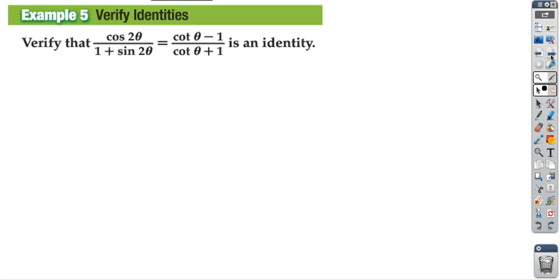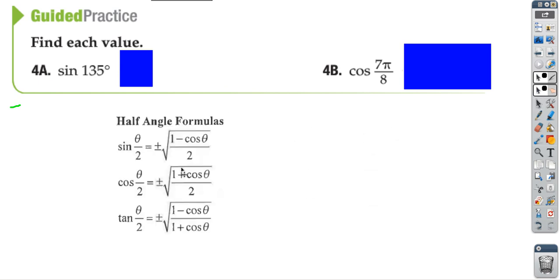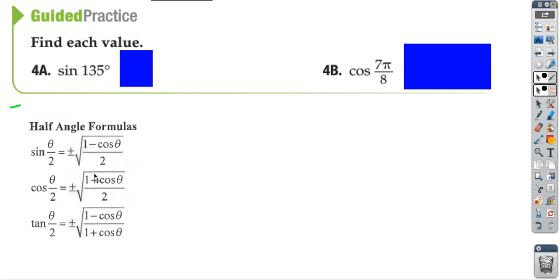Okay, let's do maybe one more of these. We'll do the sine of 135. Actually, we'll do the cosine of 7 pi over 8. So 7 pi over 8, probably the easiest thing to do would be to change that into degrees, because degrees tend to be more intuitive for people.